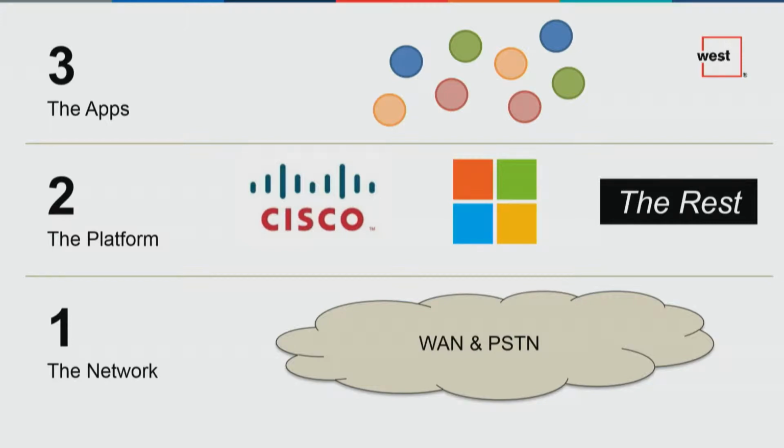A lot of people start in the middle, right? They start with, oh, I got a Cisco, I got a Microsoft thing, I got to think about all that. I think that's actually the wrong place to start. I think the best place to start is at the network. And when I think about the network, I think about it in 2 pieces. It's the WAN and it's your PSTN capabilities, right?